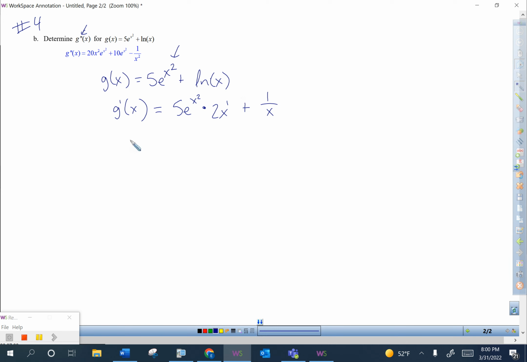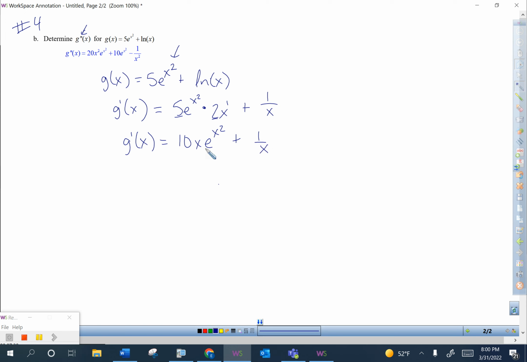Okay, so here we want to recall this first derivative and just put our numbers together here. So 5 and 2 makes 10. I like putting that x first and then your e. That way we can see our exponential still. And this 1 over x is fine.